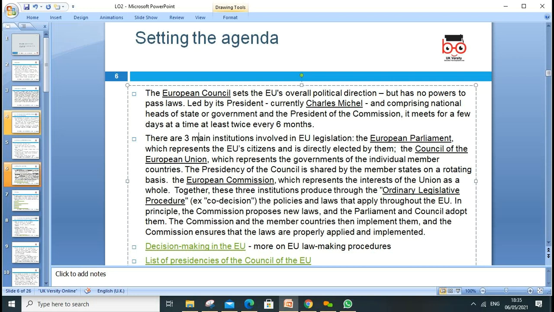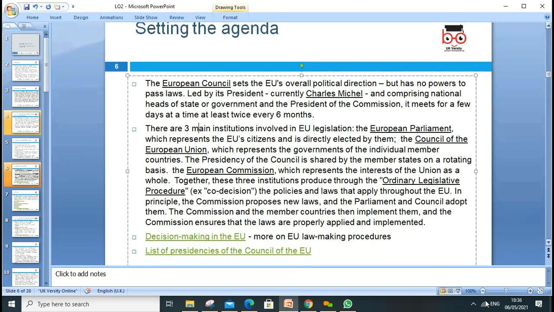There are three main institutions involved in EU legislation. The European Parliament represents EU citizens and is directly elected by them. The Council of the European Union represents the governments of individual member countries, and its presidency is shared by the member states on a rotating basis. The European Commission represents the interests of the Union as a whole. Together, these three institutions produce, through the ordinary legislative procedure, the policies and laws that apply throughout the EU. The Commission proposes the new laws, Parliament and the Council adopt them, the Commission and the member countries then implement them, and the Commission ensures the laws are properly applied.